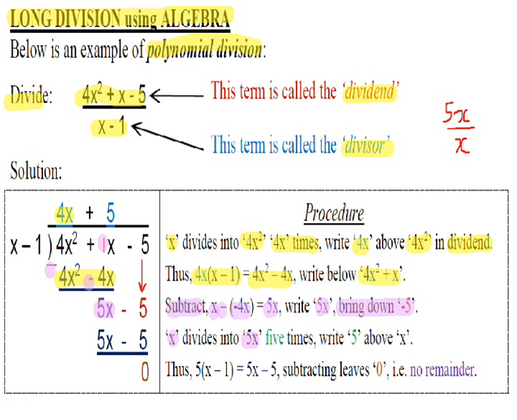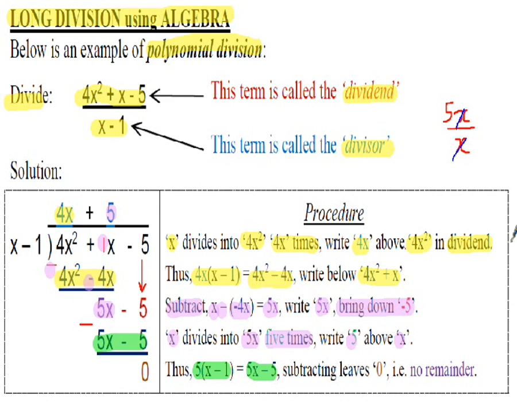So how many times does x divide into 5x? Cancelling down, we can see it goes 5 times. So it goes 5 times, and we write the 5 above the x in the dividend. And this is the 5. Now multiplying the x minus 1, the divisor, by 5, we get 5x minus 5, which we write here.